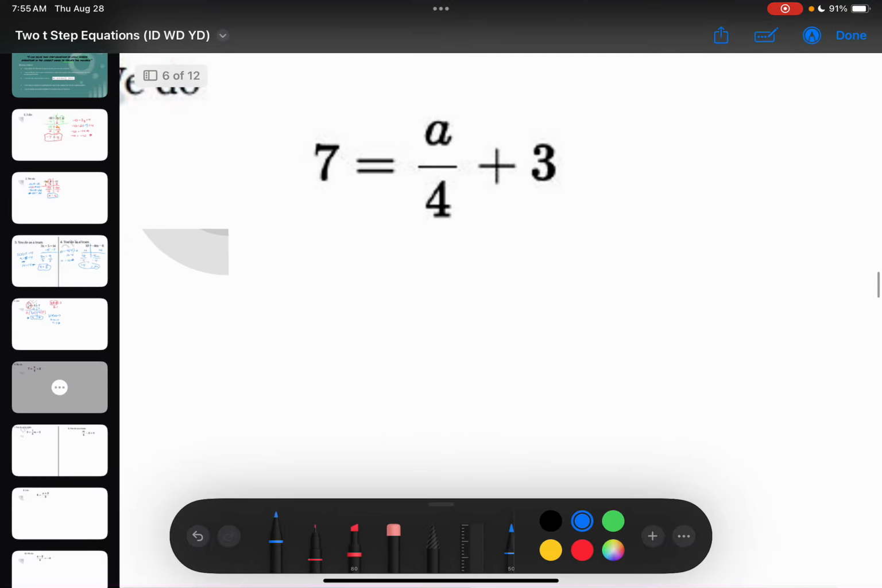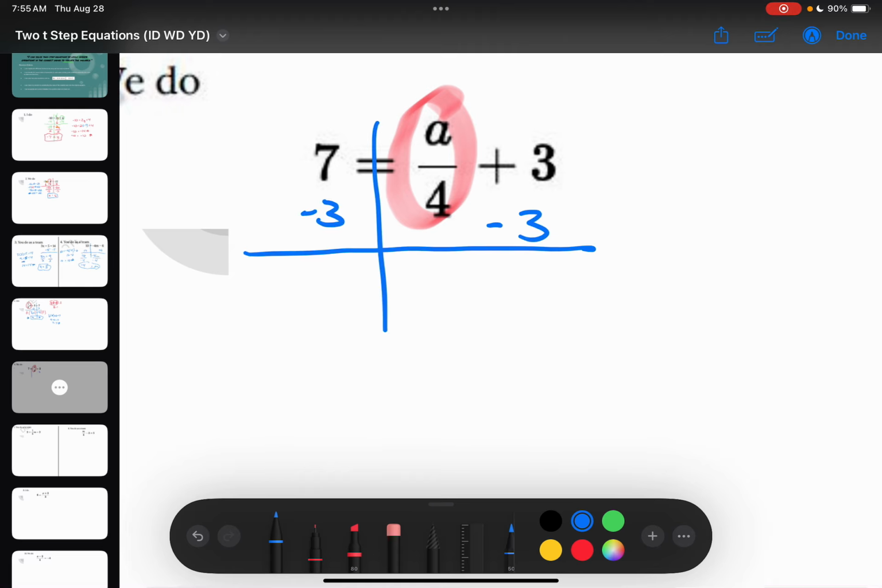All right, here's another one where, again, I've got that fraction here, but I'm not focusing on that until I get the 3 out of there. So I'm going to subtract 3 from both sides, which leaves me 4 equals a over 4. Again, some number divided by 4 needs to be 4. Because it's division, we want to multiply, and I'm going to multiply both sides by what was on the denominator there, which is 4.